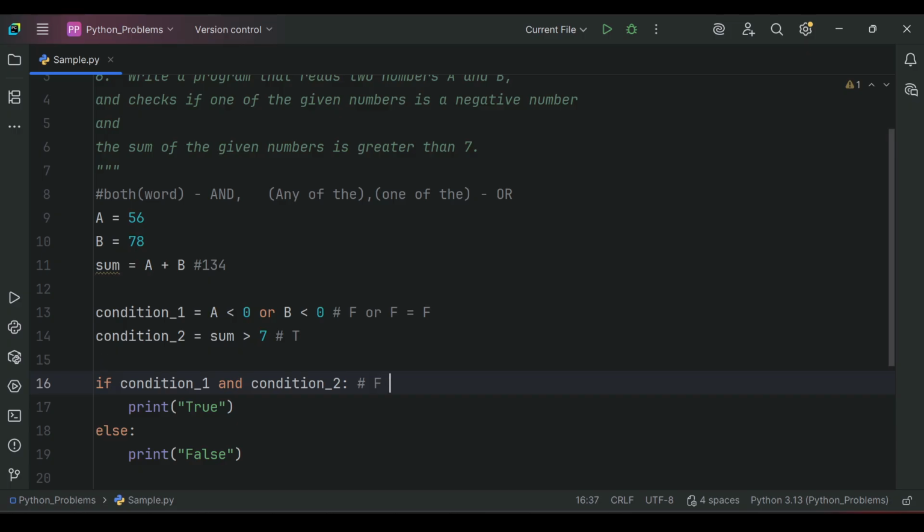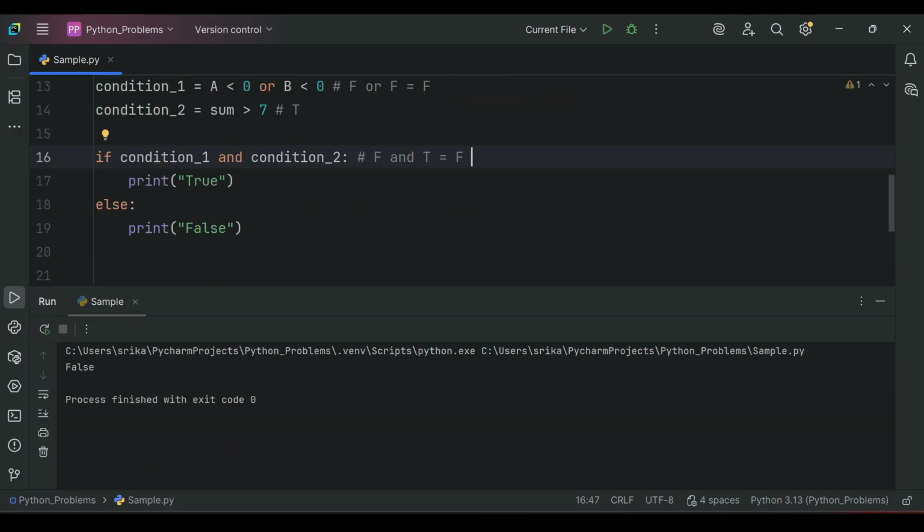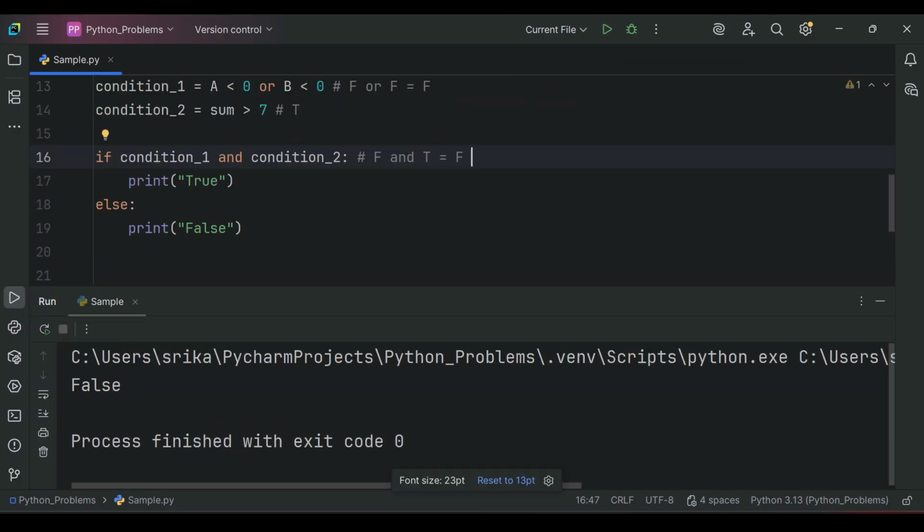See, condition 1 is false and condition 2 is true. In logical and, if any one condition is false, then the output should also be false. Both conditions true, then the output should be true. Otherwise, in all remaining cases, the output should be false here. Let's see the output. See, it's false.